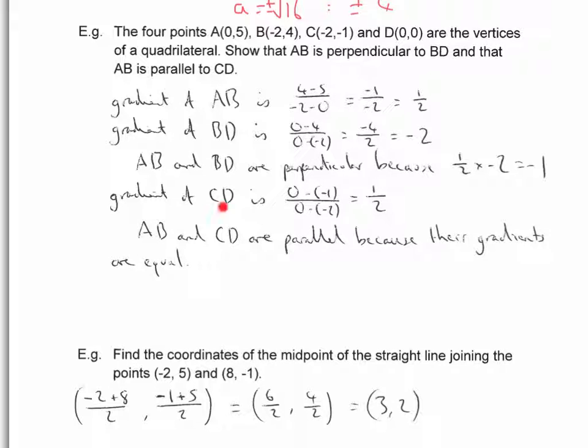So let's look for the gradient of CD, and again, being consistent, I'm doing the y coordinate of D take away the y coordinate of C, over the x coordinate of D take away the x coordinate of C. That gives me 1/2. 1/2 is exactly the same as I got before, so AB and CD are parallel because their gradients are the same.